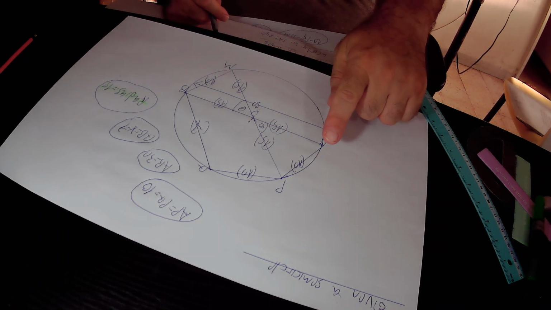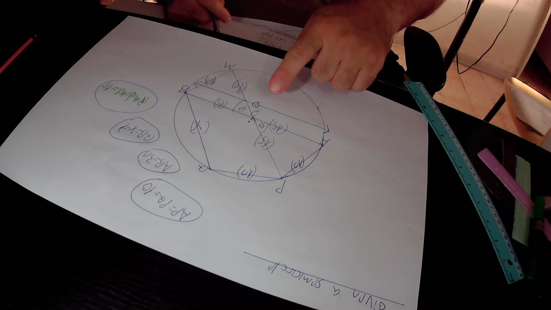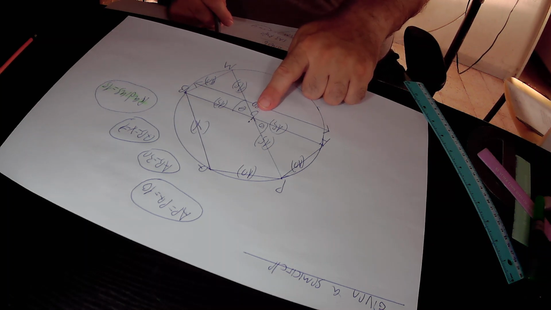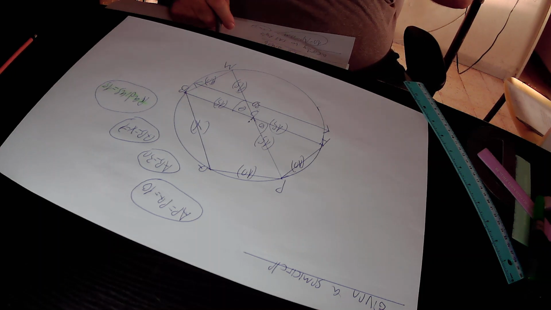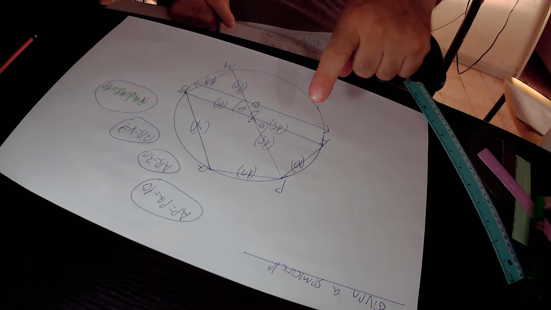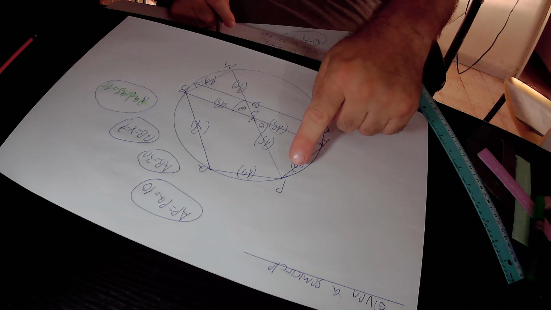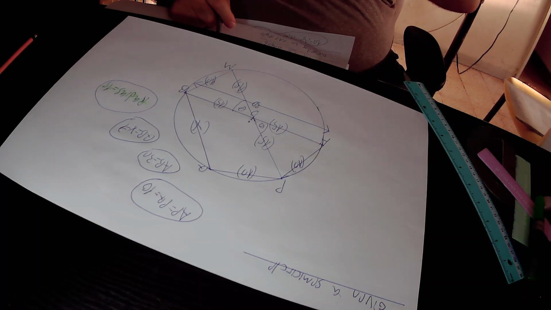This is chord PM. Chord PM passes through point O, the center of this circle, and we know that any chord that passes through the center of the circle must be the diameter of the circle. Therefore, PM is the diameter of this circle. So I'll copy this semicircle with the diameter PM, and we will analyze this semicircle.